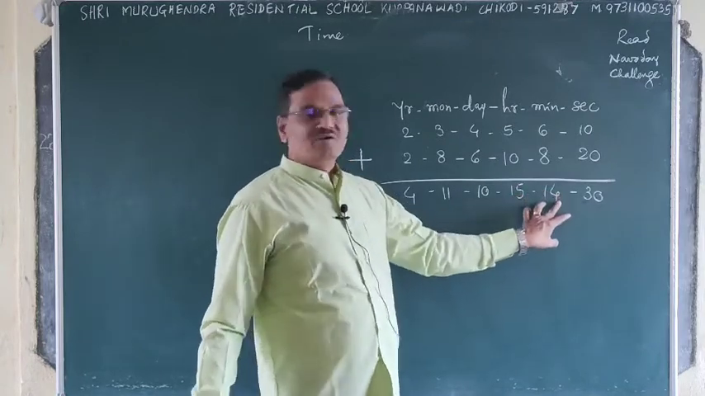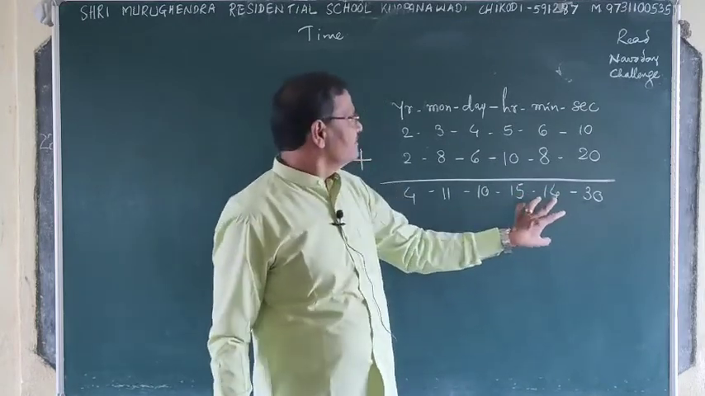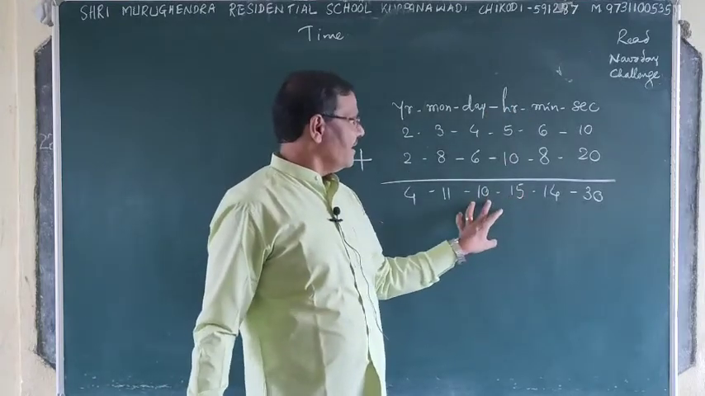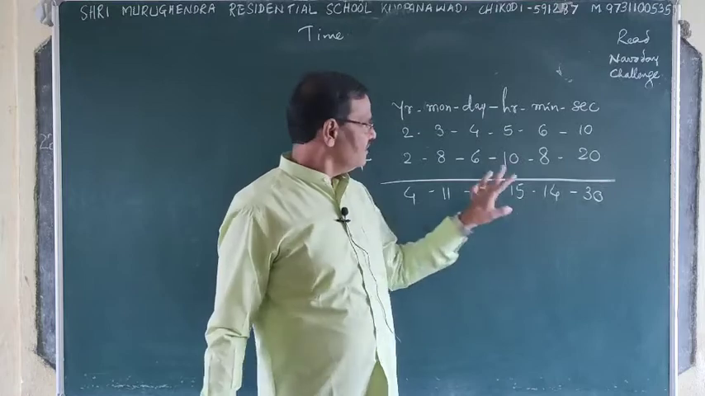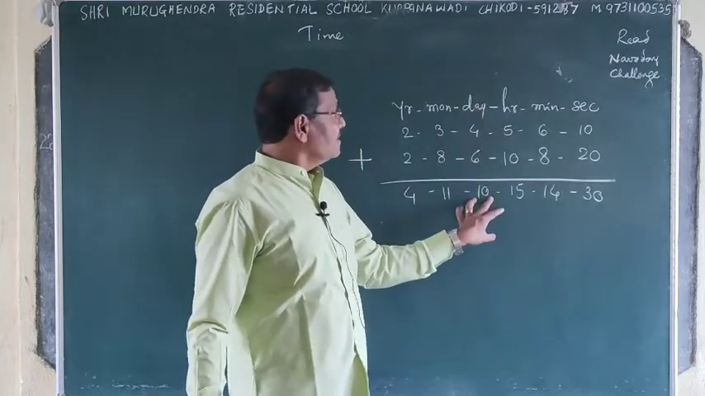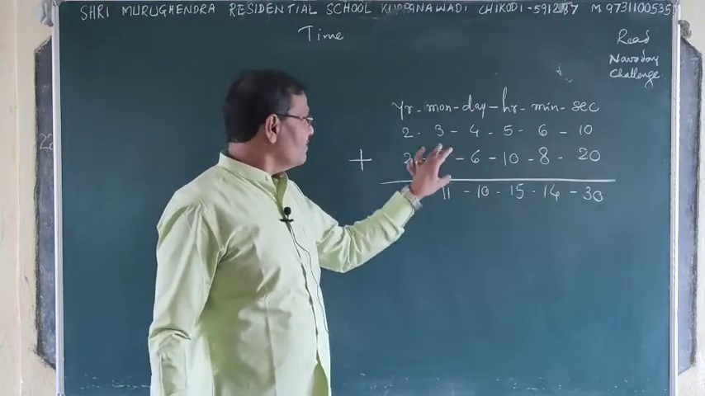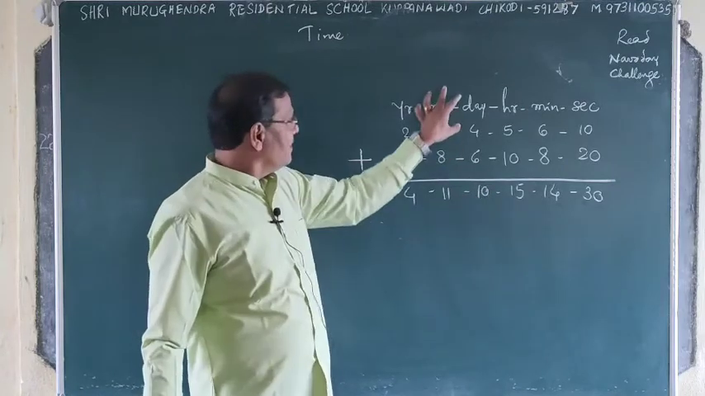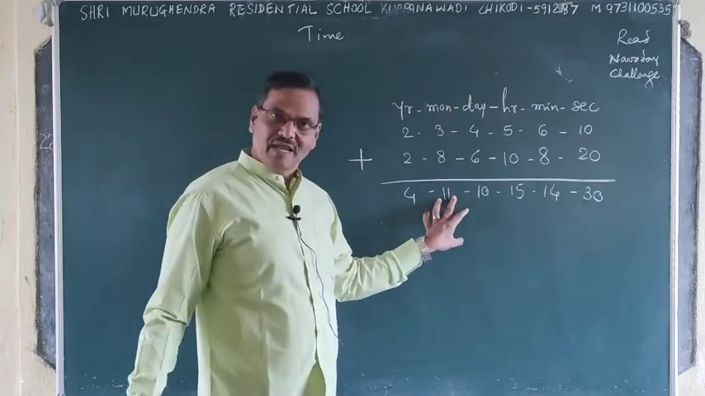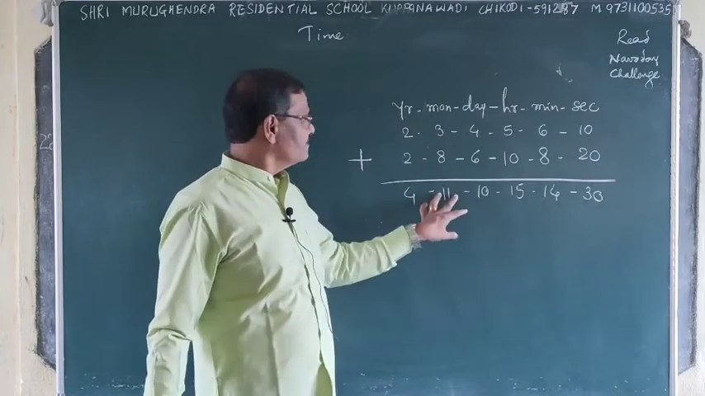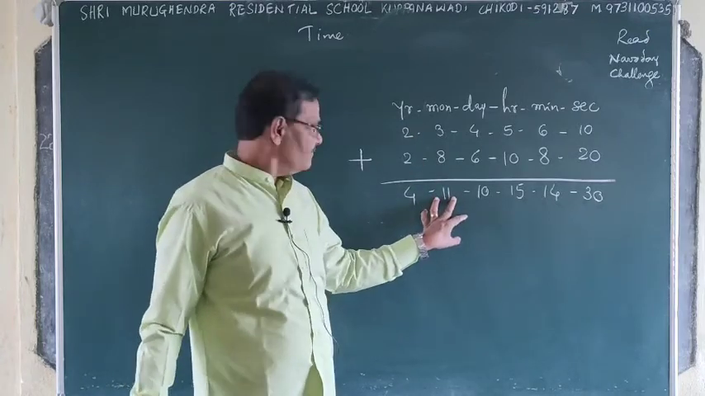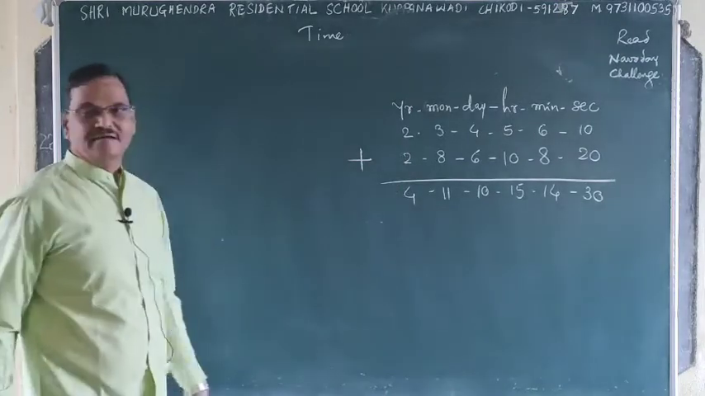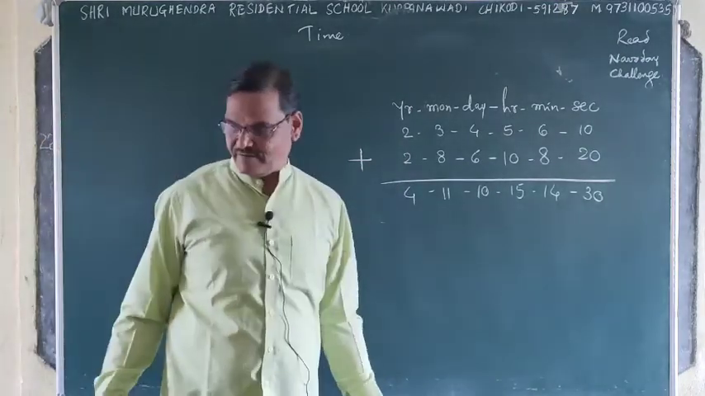And this is 14 minutes, less than 60. 24 hours make 1 day, whereas this is 15 hours. 30 days make 1 month, whereas this is 10, less than 30. And 12 months make 1 year, whereas this is 11, less than 12. Whatever may be here, that much difference is not there.